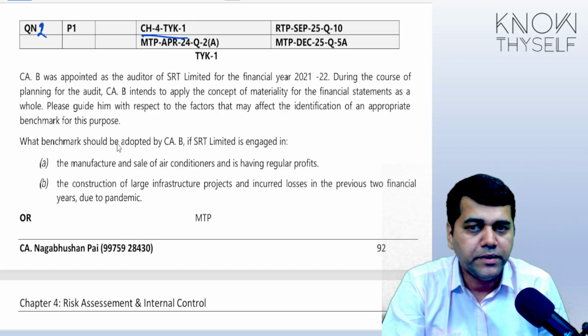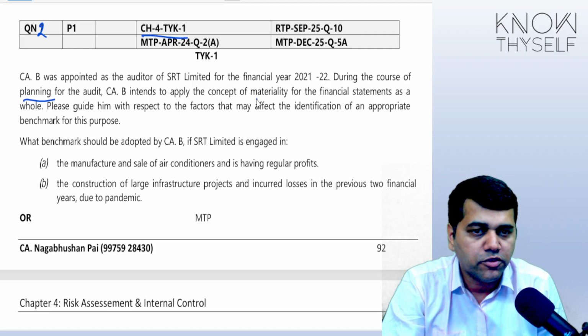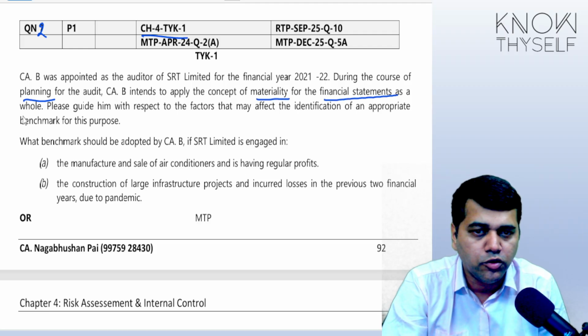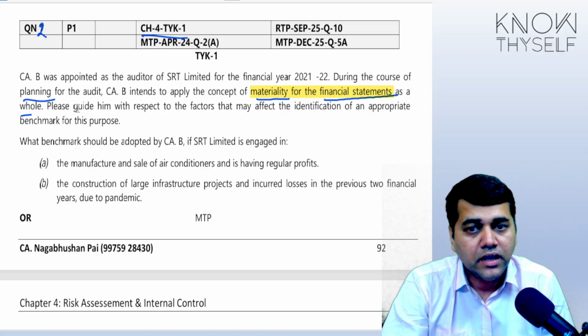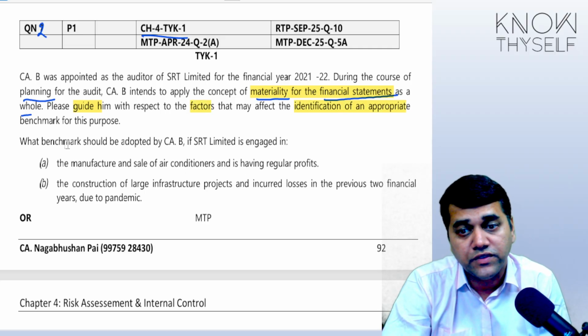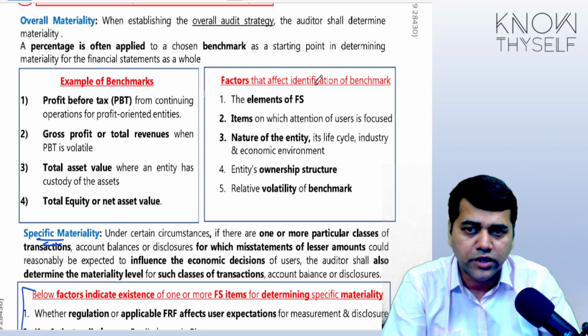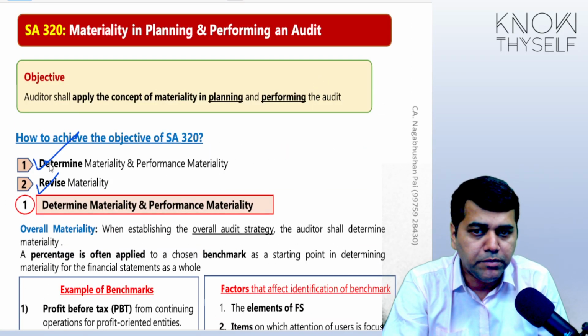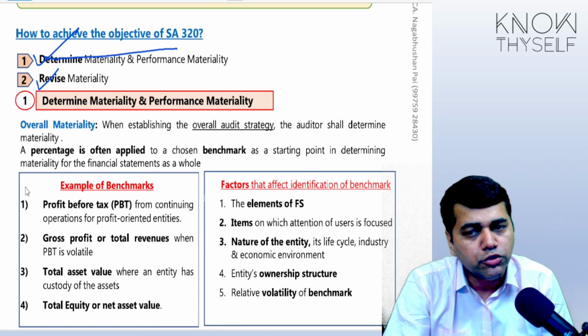So this question also came in Test Your Knowledge. B was appointed as the auditor of SRT Limited. During the course of planning, he wants to apply the concept of materiality to the financial statement as a whole. See the key words here: materiality to the financial statement as a whole. Guide him with respect to the factors that can affect identification of the appropriate benchmark. Very clear, because they are talking about the first requirement, determining the overall materiality and performance materiality. And how to do it? You need to take a benchmark.